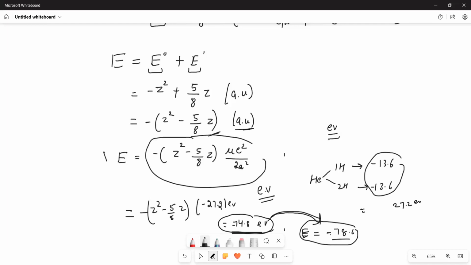Energies can be given in different units: in electron volt, in joules, in calories also. So this we have calculated in electron volt.